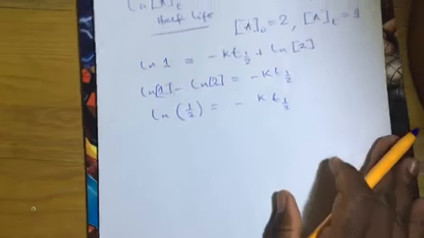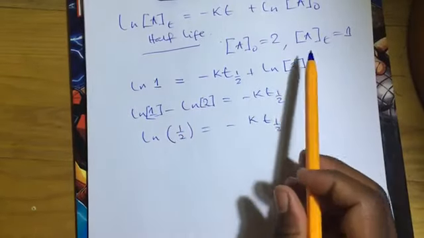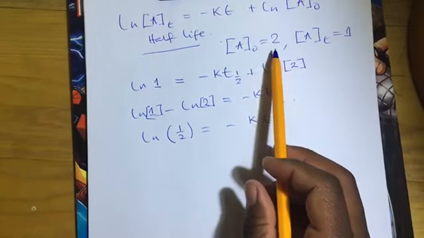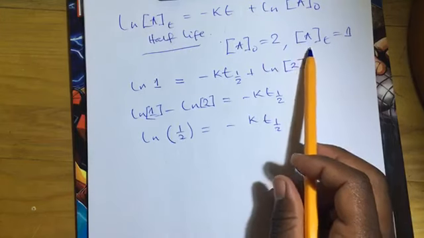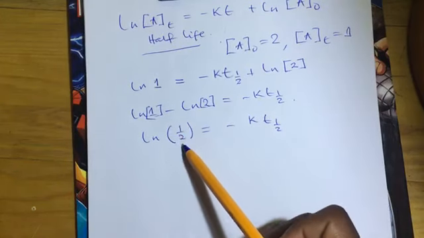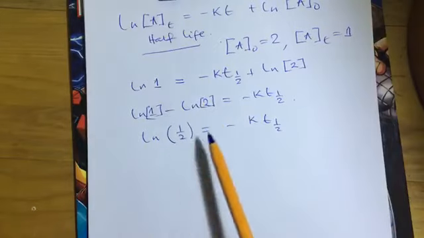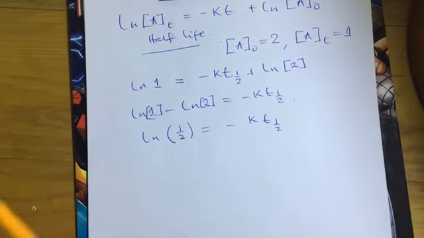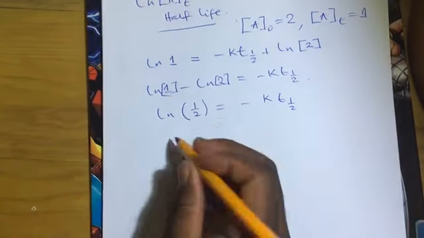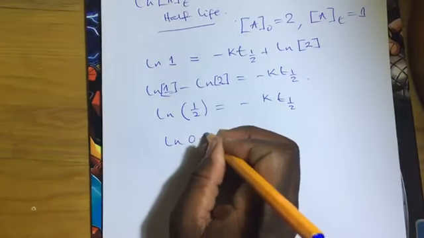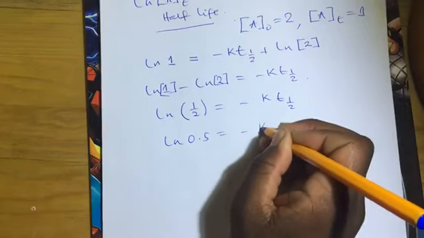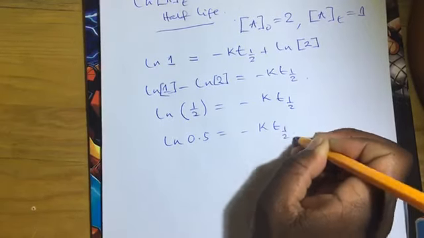So even if you had chosen your initial to be 10, your final would have been 5. You'd have ended up with 5 over 10, which is as good as 1/2. So it's always half here, regardless of what concentrations you use. So 1/2 is as good as 0.5. This becomes ln 0.5 is equal to negative kt 1/2.